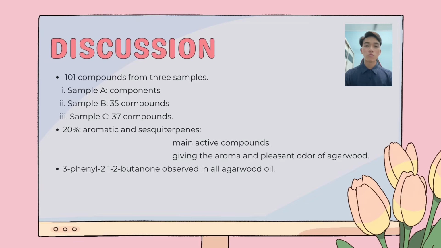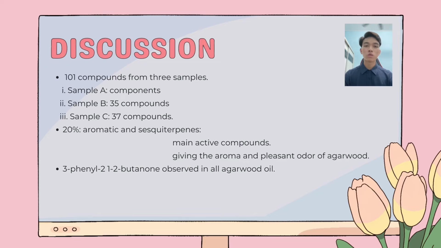I will continue our presentation with the discussion. A total of 107 compounds were identified from the three samples of agarwood oils: sample A, sample B, and sample C. 55 components were identified in sample A, which contributes the largest portion of the total compounds. Meanwhile, in sample B and sample C, 35 and 37 compounds were identified respectively.